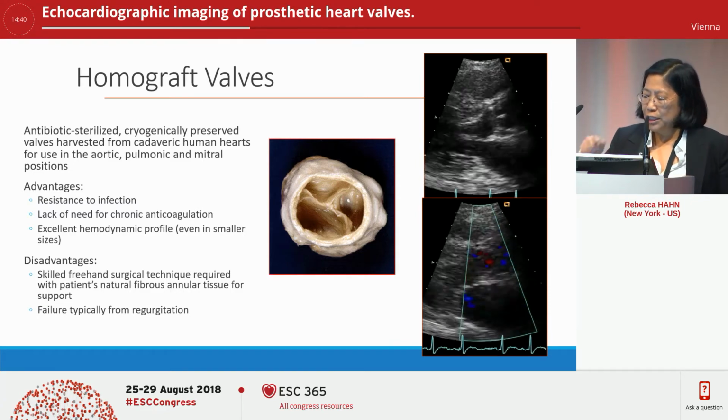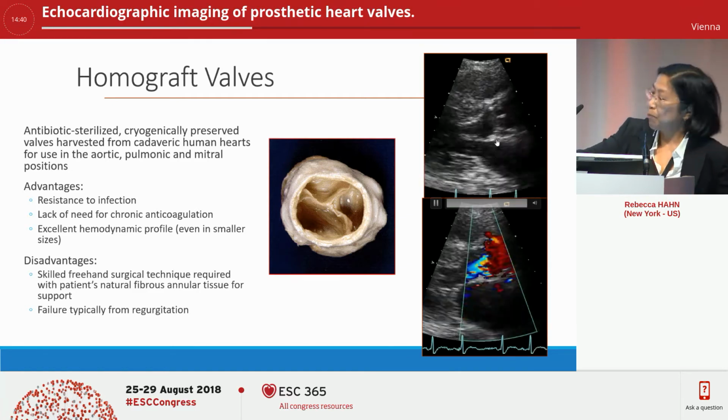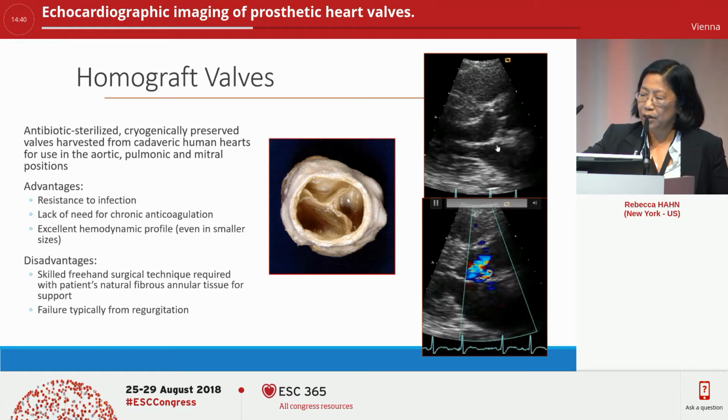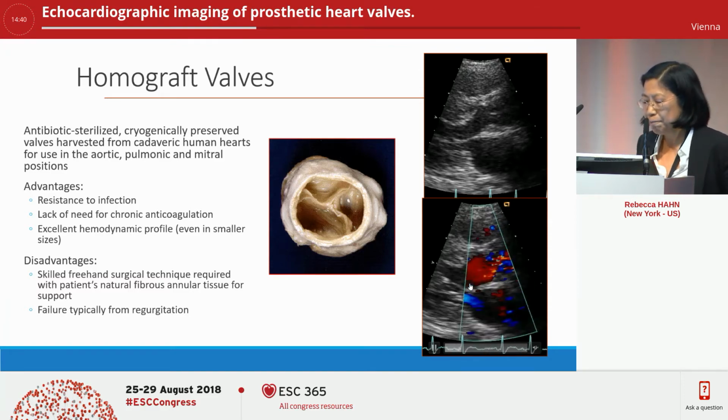One of my patients, and you can see that the sewing ring is now separated from the valve itself, separated from the suture site, and in that setting you have a little bit of regurgitation, both paravalvular and then obviously a central regurgitant jet.